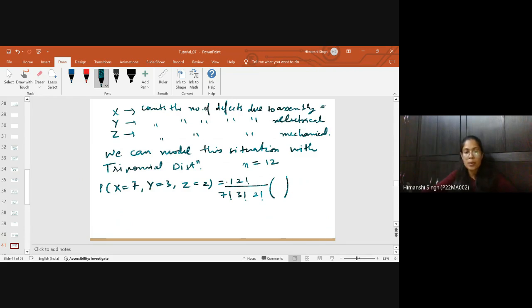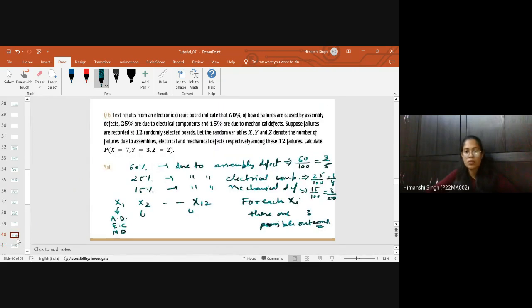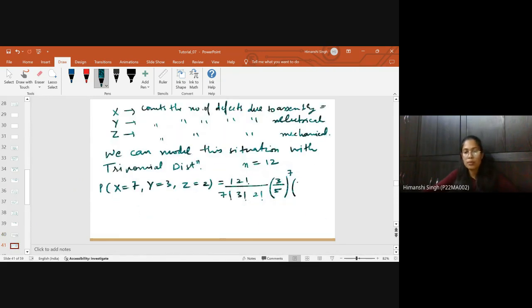So here the probability for the first one is 3 by 5, so 3 by 5 to the power 7, and the second one was 1 by 4, so 1 by 4 to the power 3, and 3 by 20 to the power 2. So this is just the trinomial distribution. You just calculate it and let me know what the answer is.